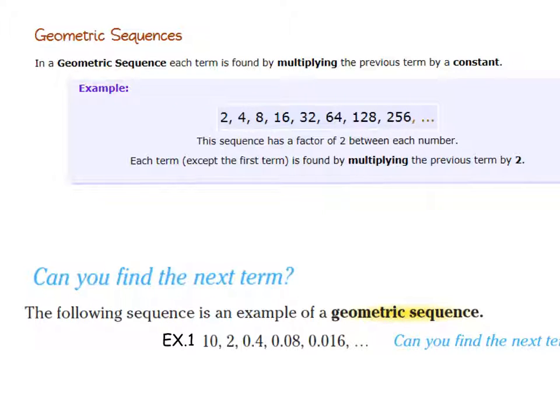Sometimes people think of it as multiplying or dividing. If it's going down, you're multiplying by a fraction. Multiplying by 1/2 is the same thing as dividing by 2, right? So just keep in mind, if it's increasing, you're multiplying by an integer, and if it's decreasing, you're going to be dividing by a number or multiplying by a fraction. Okay?